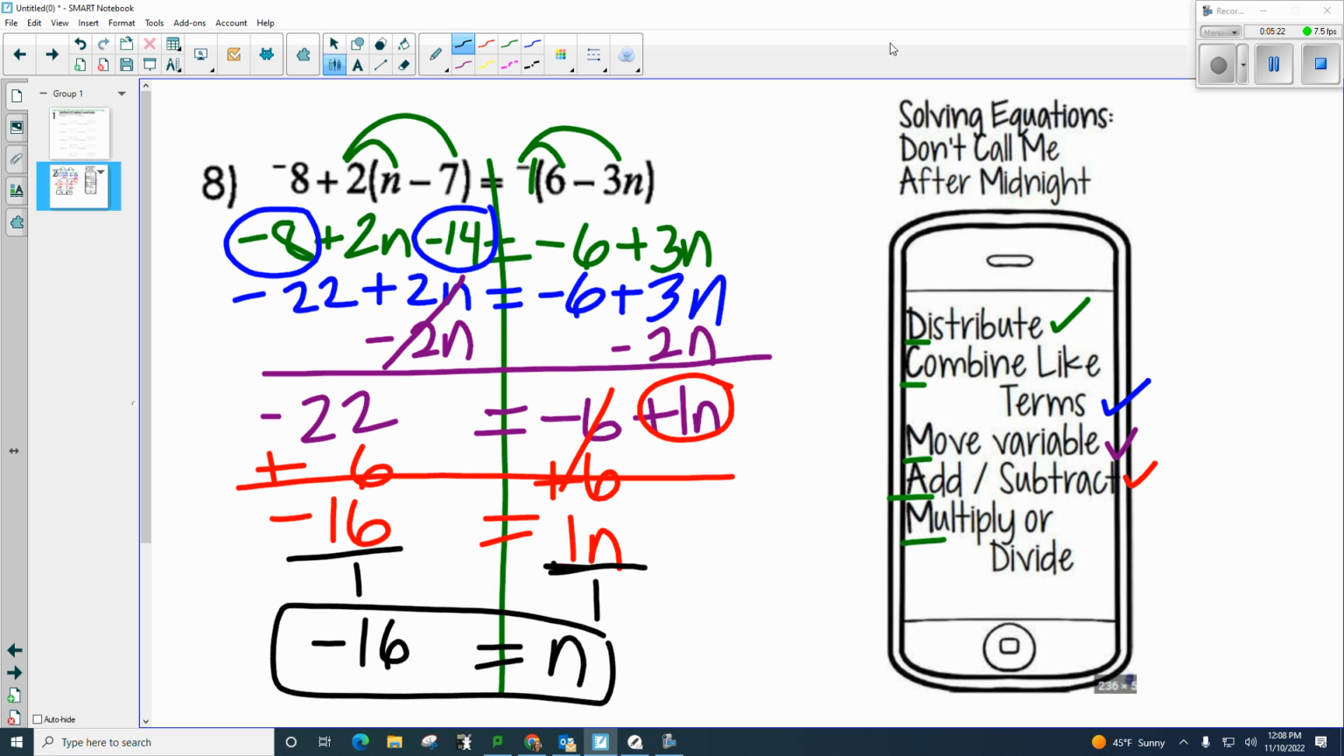All right, so remember, Don't call me after midnight helps you to remember your steps for solving multi-step equations.